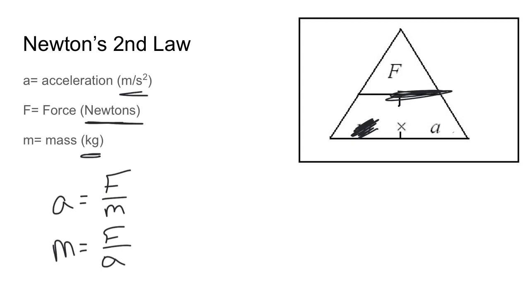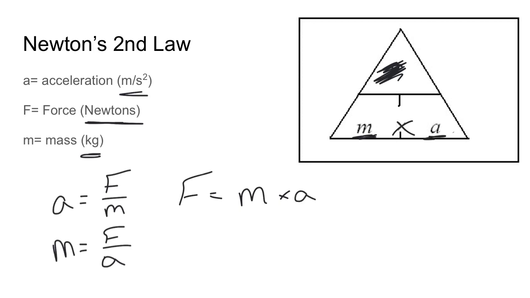And then the last one here, if I was just trying to find the force that something was acting with, let's say I knew how fast a car was accelerating, I knew how much mass it had, and I wanted to figure out how much force this engine is putting out. And so I was looking for force. Remember, I cover up the one that I'm looking for. I have mass times acceleration. So that's my equation. I can find my force measured in newtons with that equation.